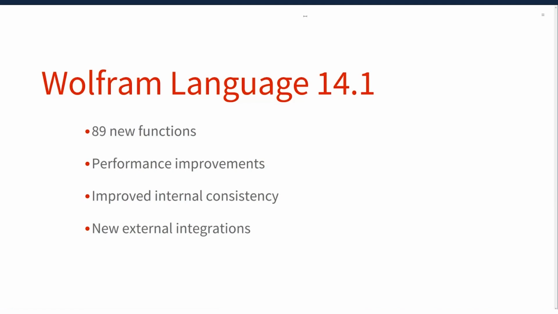Some of them that I particularly like are improvements in internal consistency, because in the end, the goal of the Wolfram language is to have an all-in-one platform for all kinds of technical computing. And so we don't want that just to be a toolbox of random functions. We want things to be able to work together, because then you actually get greater than the sum of the parts. And there's also some new external integrations as well for fitting with the outside world.